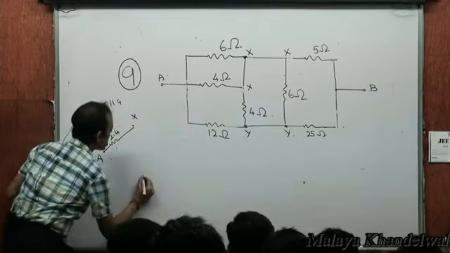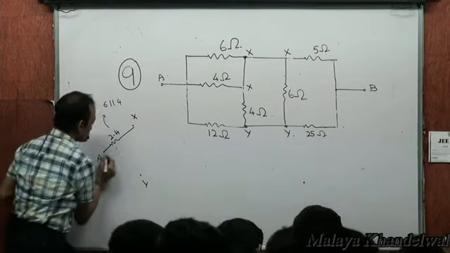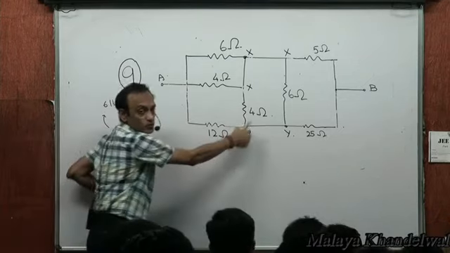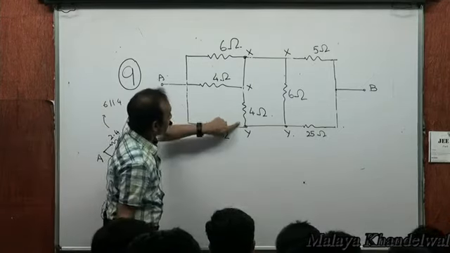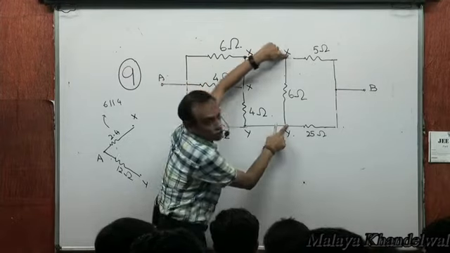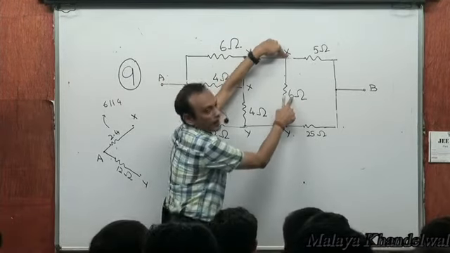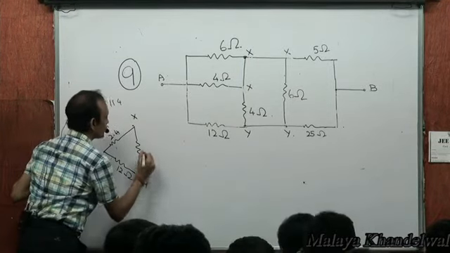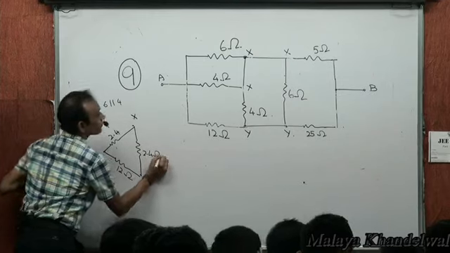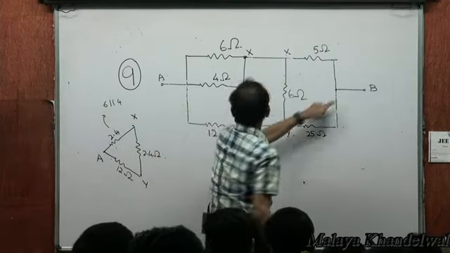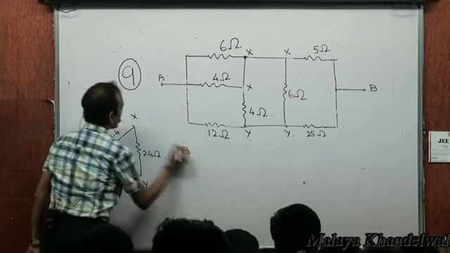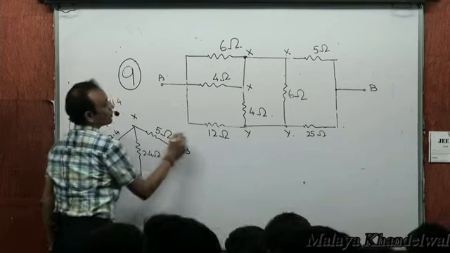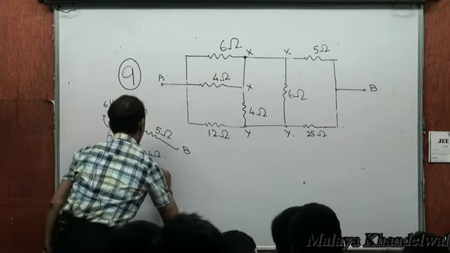A to Y, say let me call this Y, there is 12 ohms. And X to Y, there is 4 ohms and also 6 ohms. 4 and 6 in parallel, 2.4. So from X to Y, there is 2.4 ohms, right? From X to B, there is 5. From Y to B, there is 25.